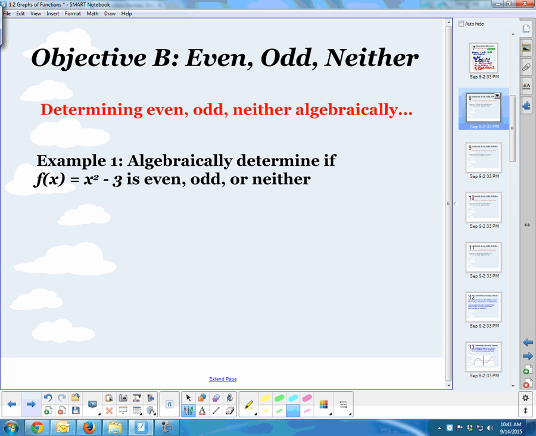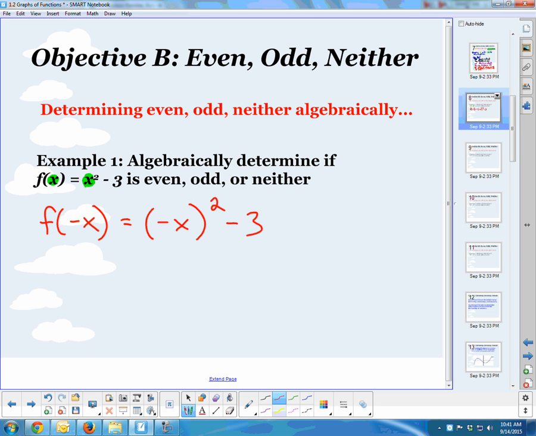So let's take a look at our first example. Example 1 says, algebraically determine if f of x equals x squared minus 3 is even, odd, or neither. So my function, f of x equals x squared minus 3. If I look at where the x's are, I have an x right here and an x right here. Well, our test tells us to replace x with the opposite of x. So in the function name, instead of f of x, I'm going to have f of negative x. And instead of x squared, I'm going to replace it with negative x and square it.